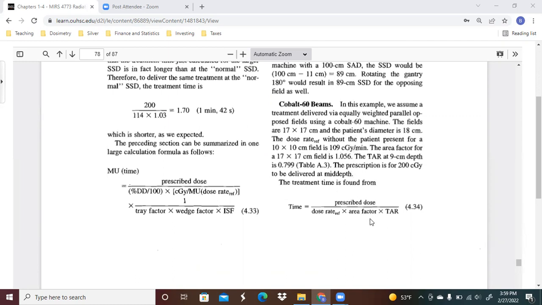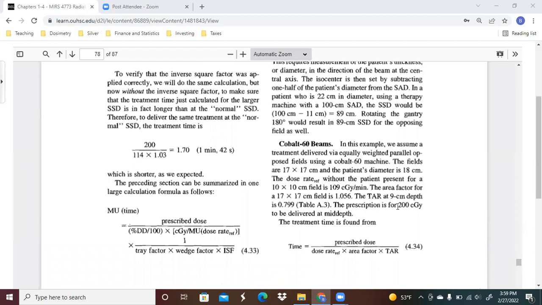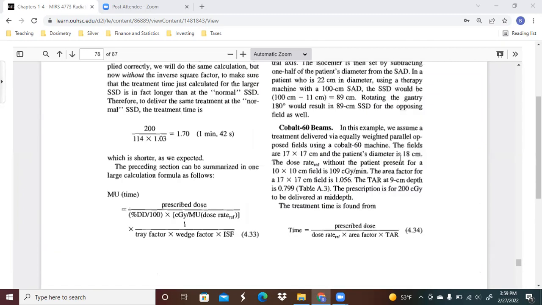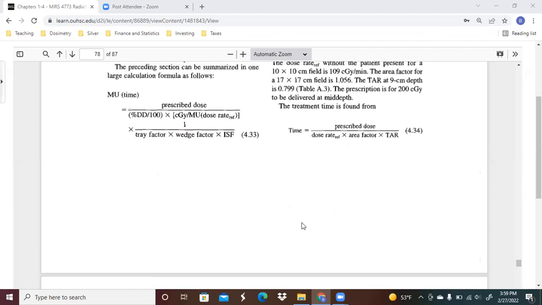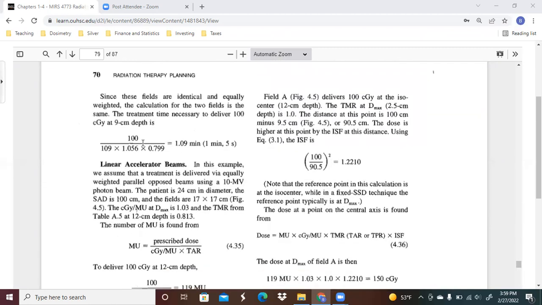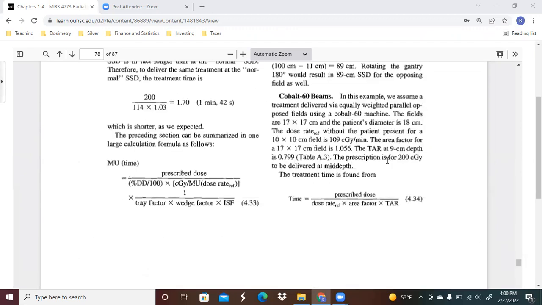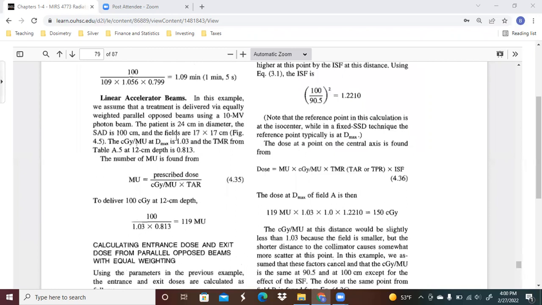And let's see, where's that last factor? Struggling to find that last factor. I know it's here somewhere. I know I saw it. There it is, right there. It's right in front of me. All of those factors being put in, since it's a cobalt unit, we're going to end up with time, and that's 1.09 minutes.